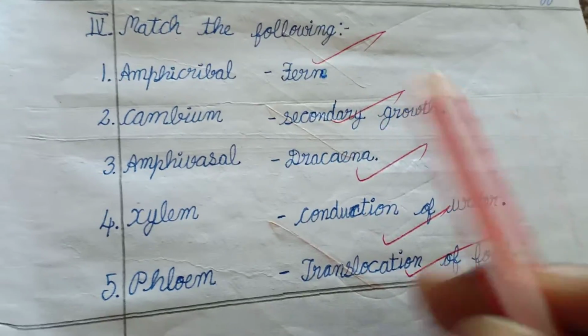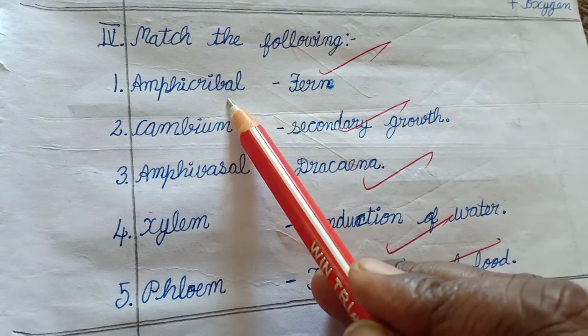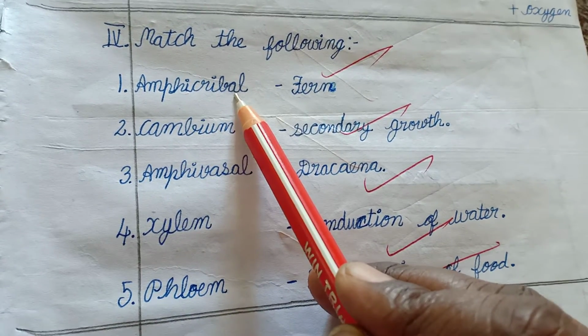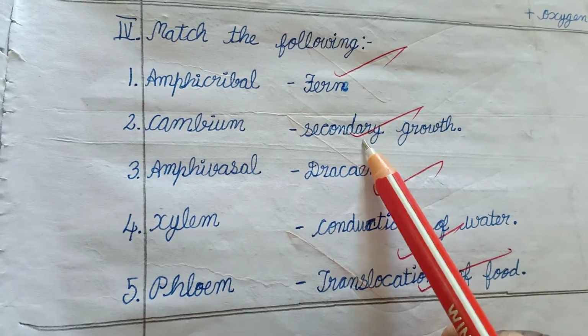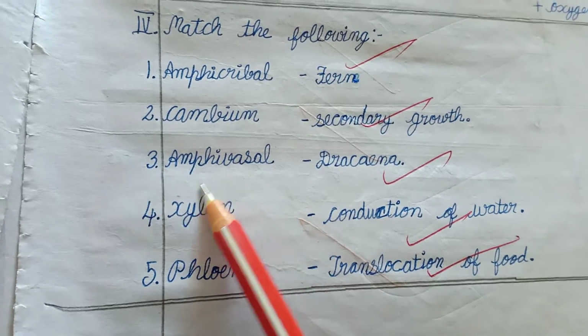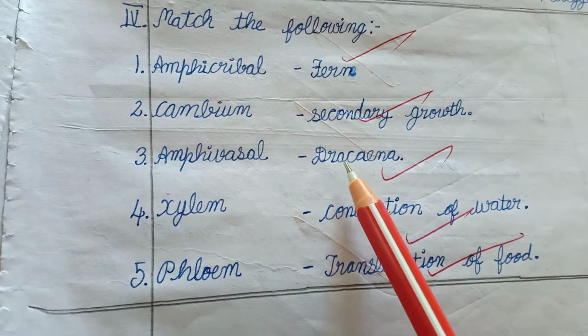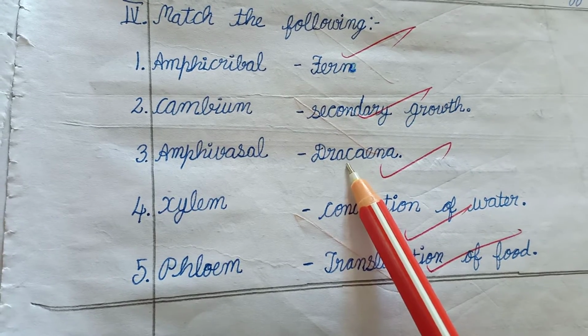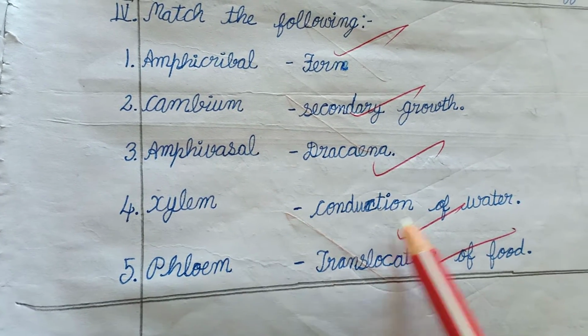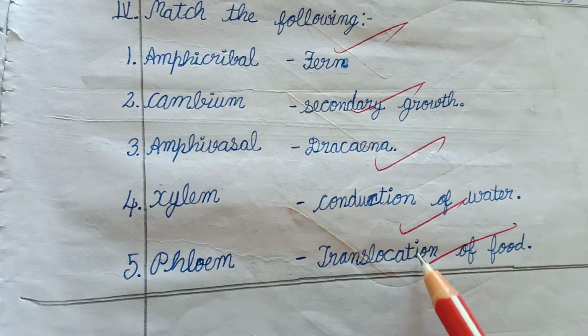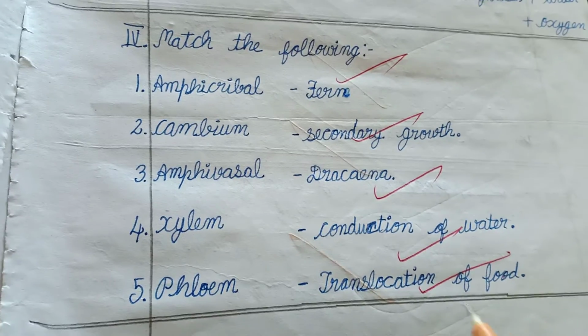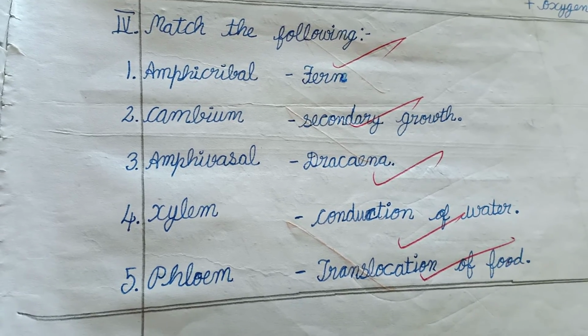Now we'll move on to match the following. Okay, the match the following answer is given. Amphicribral, the answer is fern. Cambium, secondary growth. Amphivasal, Dracaena. Xylem, conduction of water. Phloem, translocation of food. Children, follow this and make your revision.